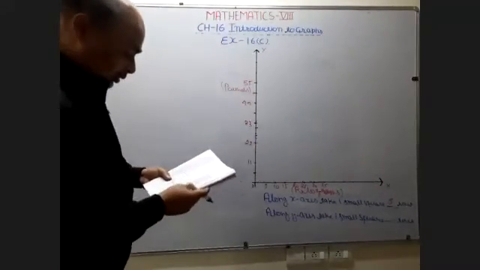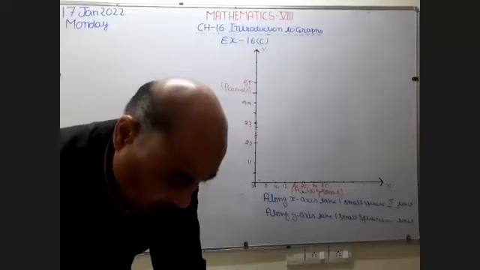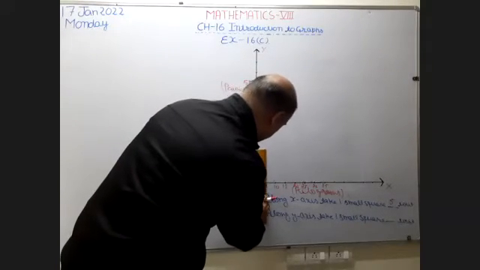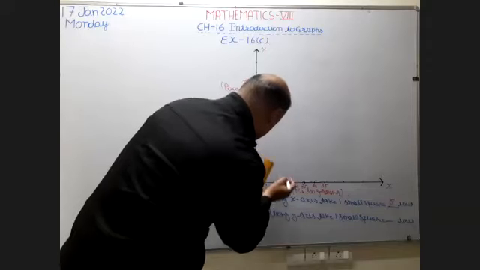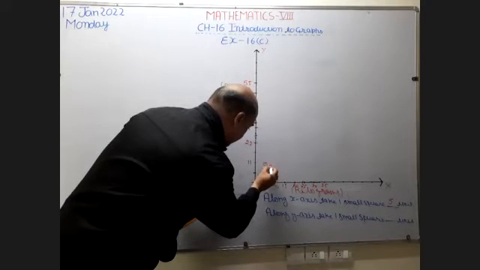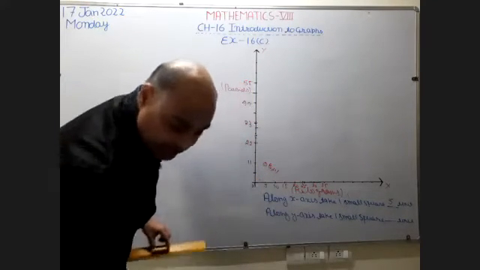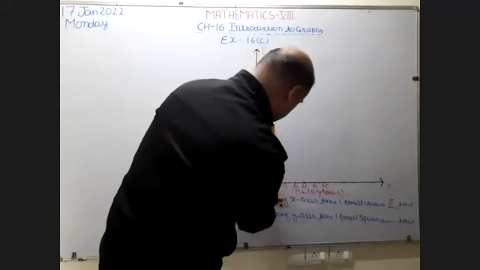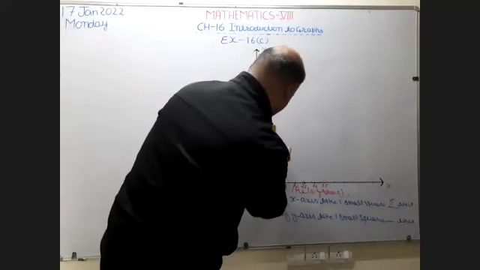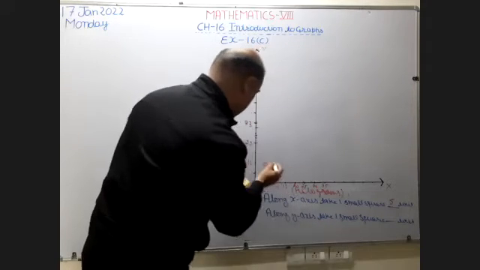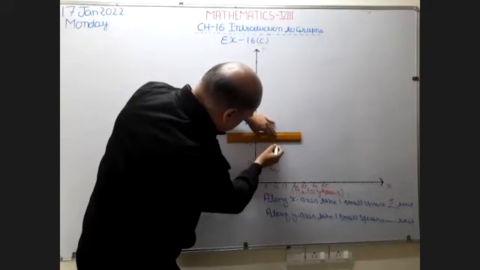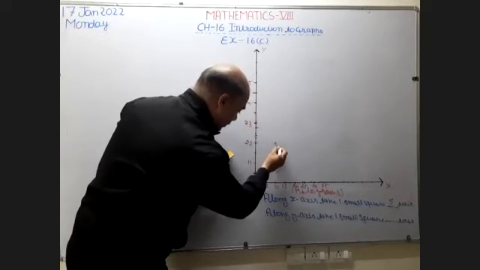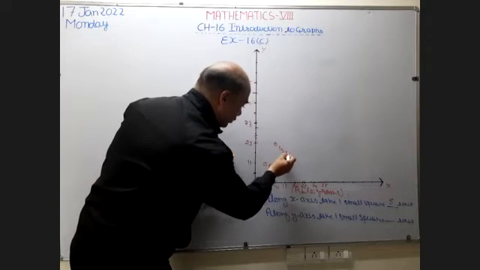Now check what is given. The first point is represented by 5 and 11. This one is 5 and this one is 11. So I am going to join them. So this point is represented by 5 and 11. The second point given is 10 and 22. So this is your 10 and this is going to be 22. Now right here, 10 and 22.